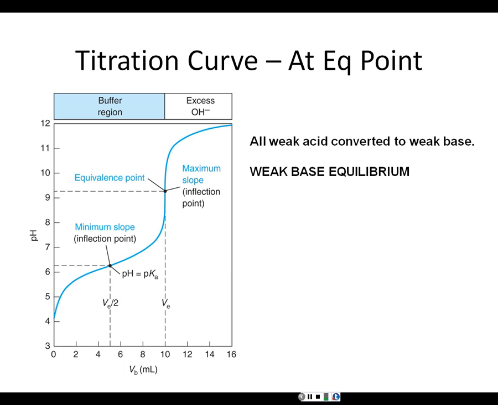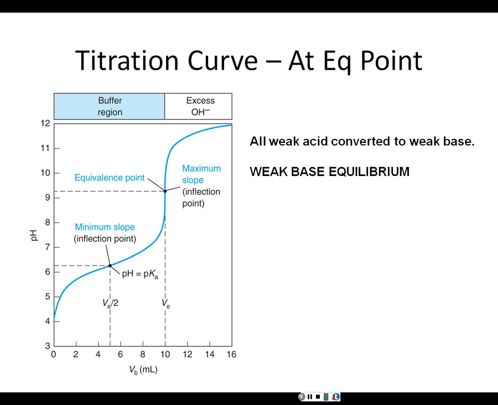At the equivalence point, again, all of my weak acid has been reacted. All of the strong base has been reacted. Both of those have now been converted to my weak base and water. So what I have at this point is a weak base equilibrium. And I go back into my weak base equilibrium equations that I know from chemical equilibrium. And I can look at the Kb and figure out the pH of that weak base, because that's all I have in my beaker at that equivalence point.